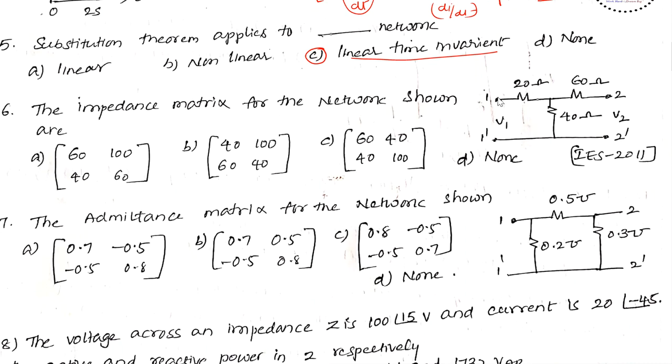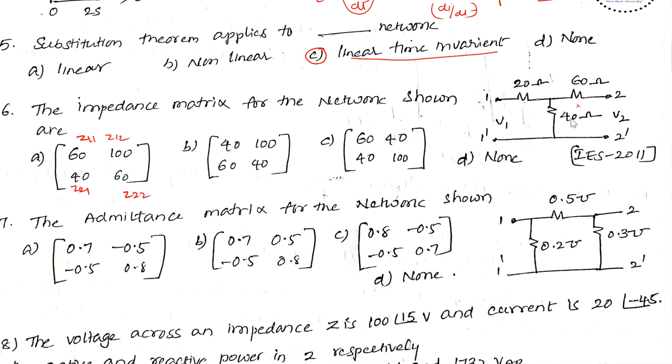Next one: the impedance matrix for the network shown in the figure. We need to find the impedance matrix. It's a simple T network, so easily we can do it. If you want to find Z11, make the output side open circuit, because we are talking about Z11. When it's open, the current will not flow there. It is deactivated. Now the entire resistance from the input side is 20 plus 40, which is 60. Similarly Z12, Z21, Z22 like this.